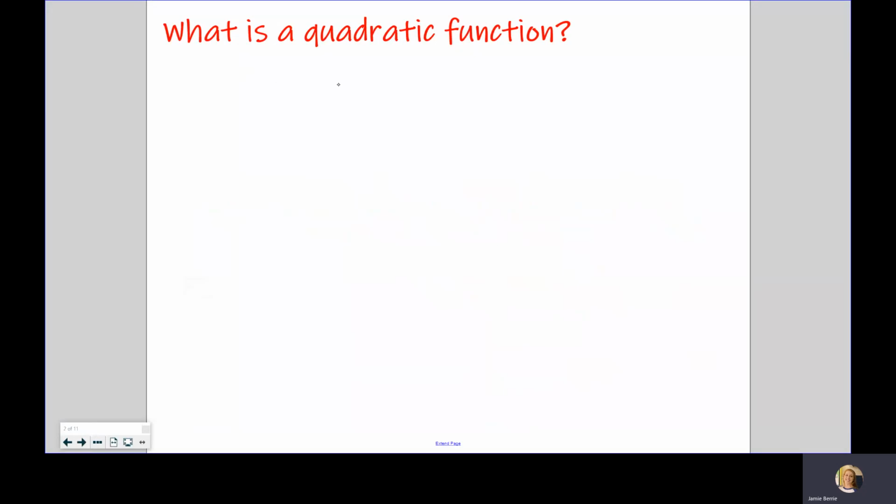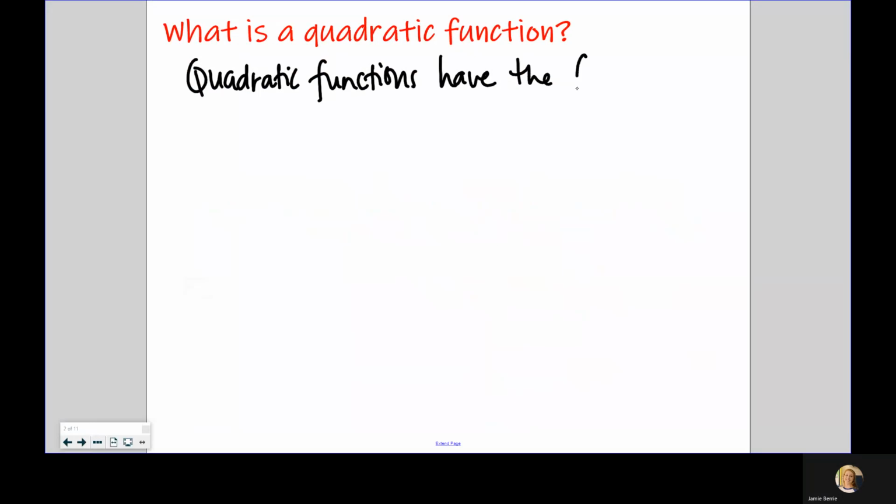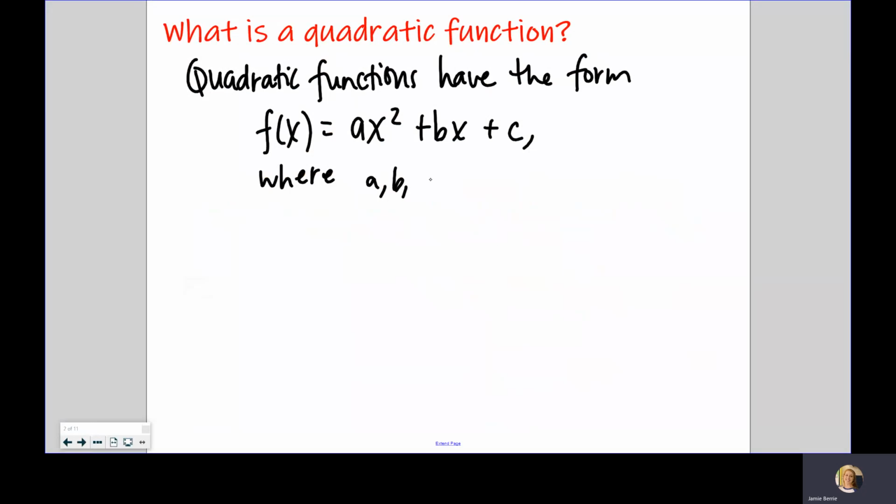A quadratic function has the form f of x equals ax squared plus bx plus c, where a, b, and c are real numbers. So a, b, and c are just numbers, also called constants.